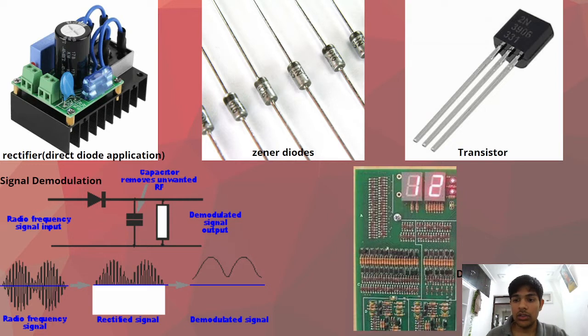And this logic circuit is also a diode circuit. And in this signal demodulation circuit we can see the use of diode here. Rectifier is nothing but a combination of diodes based on whether it is a full wave or half wave rectifier.